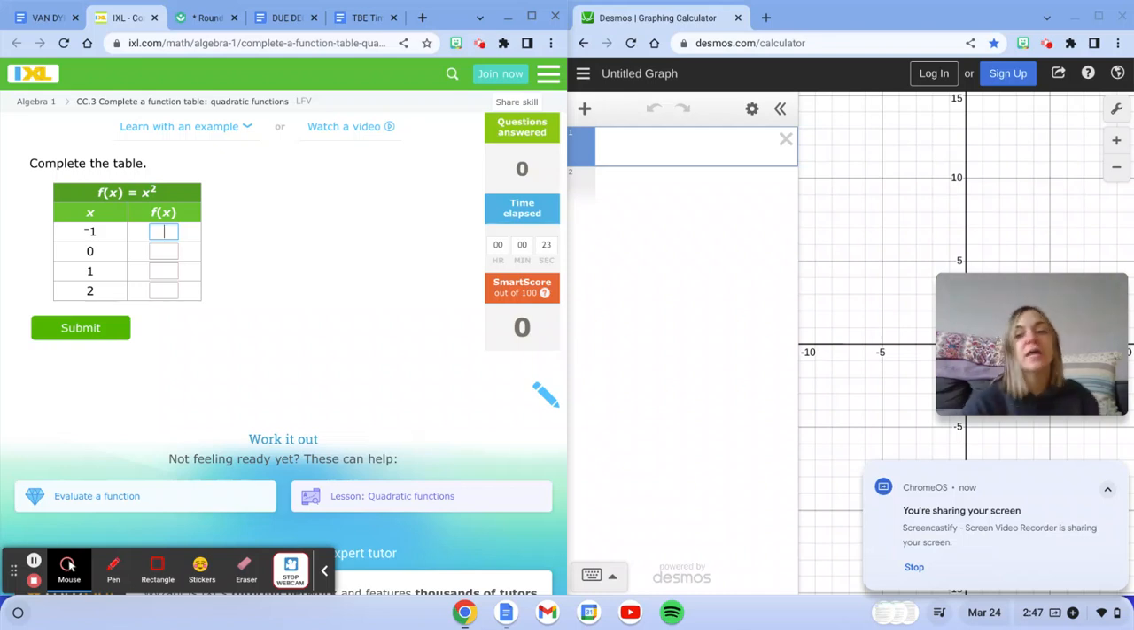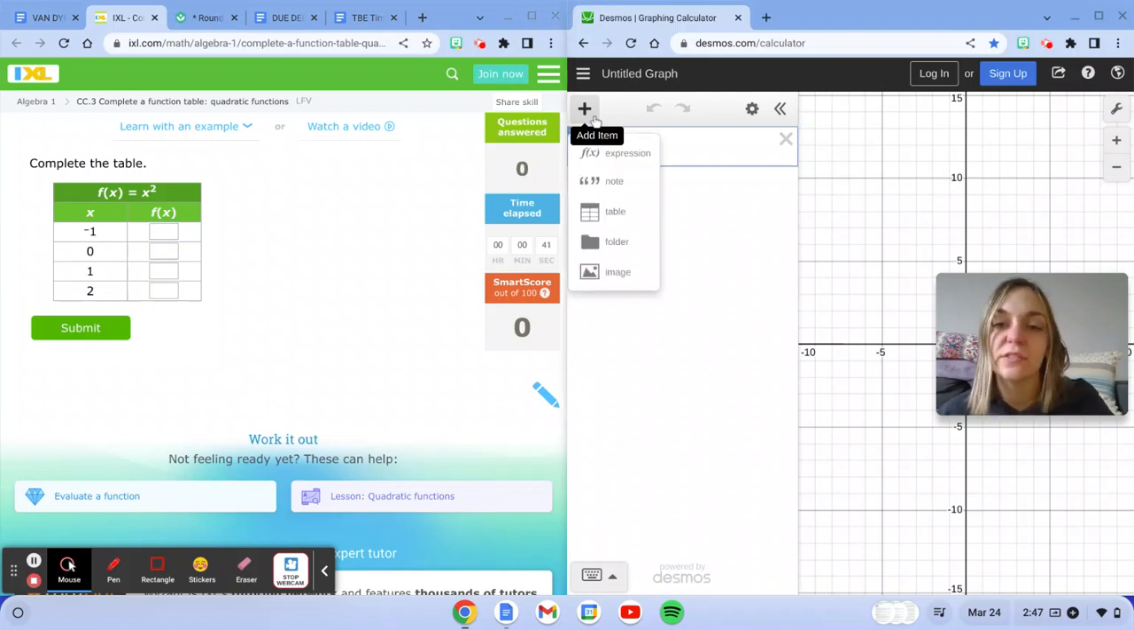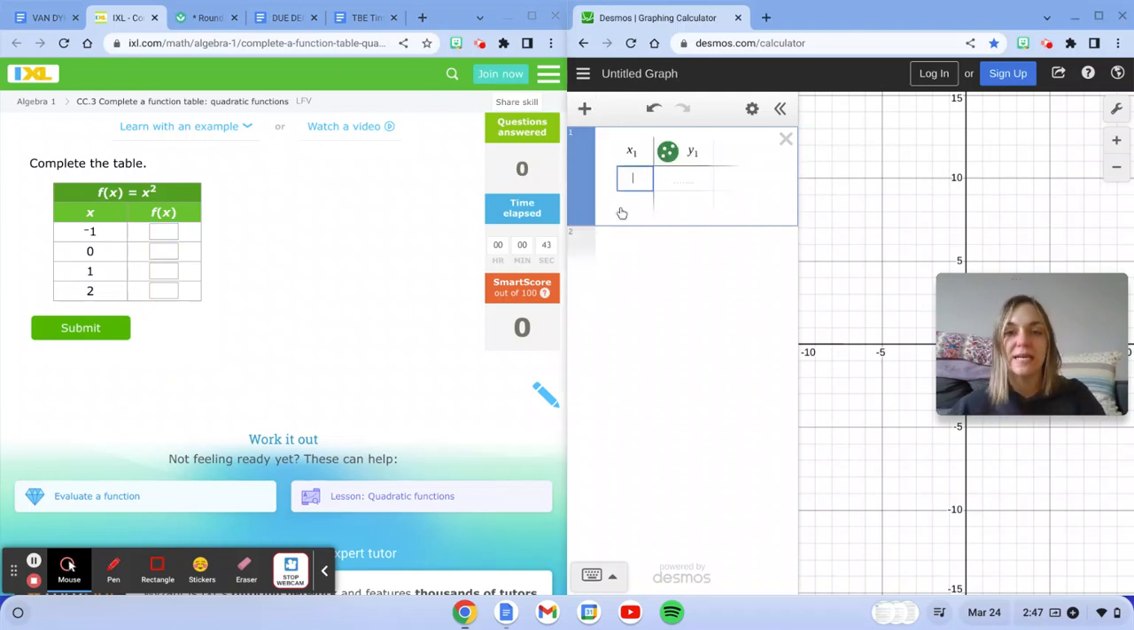One thing that I would love for us to do in this activity is to practice creating auto-filled tables in Desmos, which is one of the very cool things Desmos can do for us. So we're going to be looking at different quadratic functions and then filling them in based on what x values they're giving us. So the first thing I'm going to do is make a table. So plus and then table here.